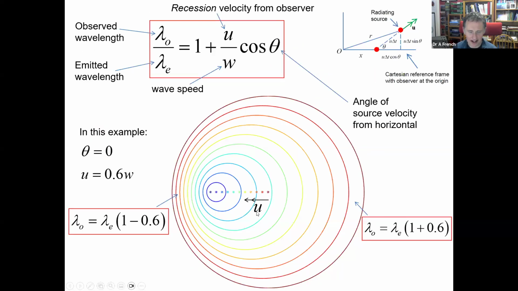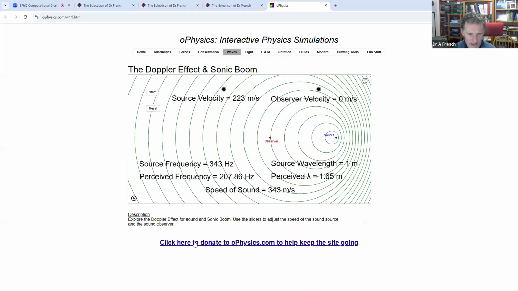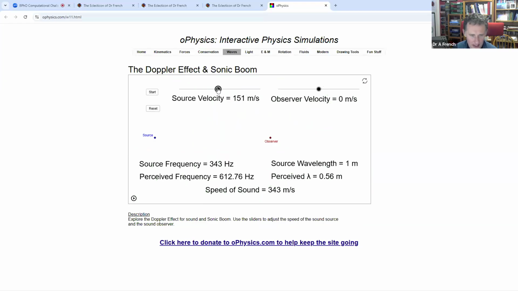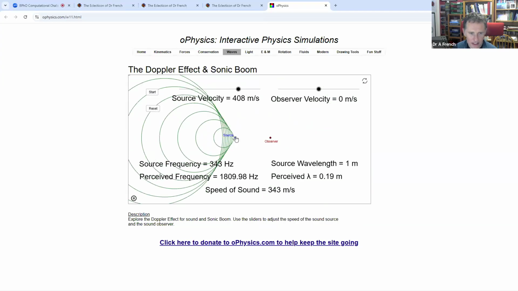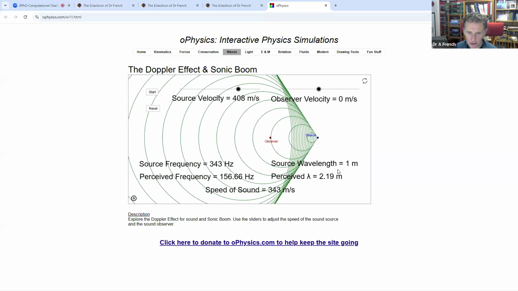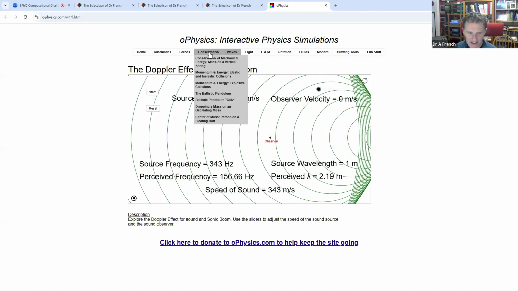And you might ask, well, what happens if I go faster than the wave speed? In this case, we get a Mach cone. So I think that O physics simulation is quite nice. You can actually demonstrate this. So if I go for my source velocity to be bigger than my sound speed, I wonder if I can do that. Can I do that? Speed of sound. Yes, here we go. Source velocity is bigger than the speed of sound. So if I start that now, what you'll see is it will produce a shockwave as it goes. That's quite nice, isn't it?